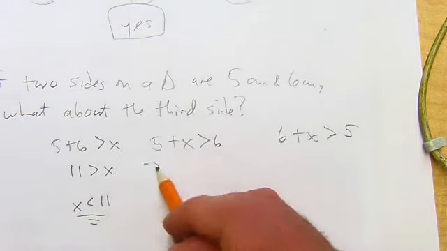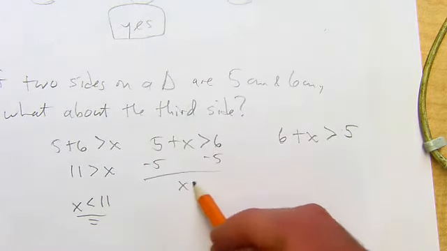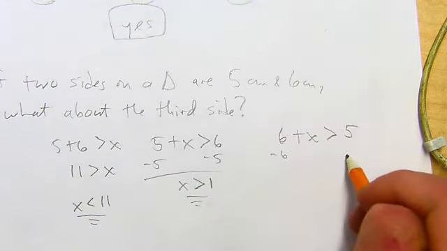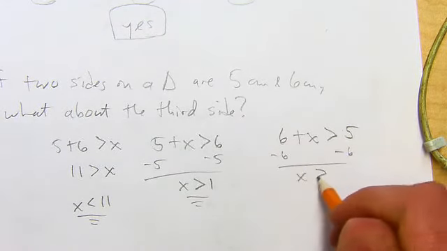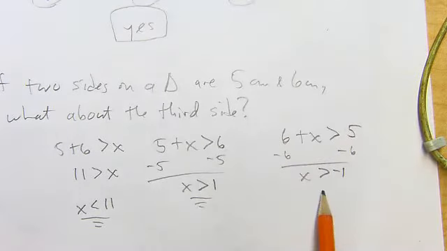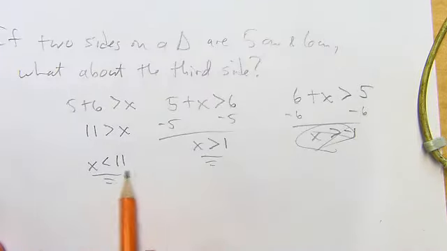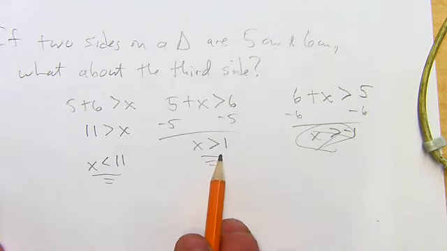This one, if I minus 5 on each side, I'm getting X greater than 1. And then this one, I'm going to wind up with a negative. When you do it this way, you always wind up with one that's a negative. X is greater than -1. That one we're going to ignore because really we know X can't be negative because we're talking about sides on a triangle. So this is our answer. X is less than 11. X is bigger than 1.